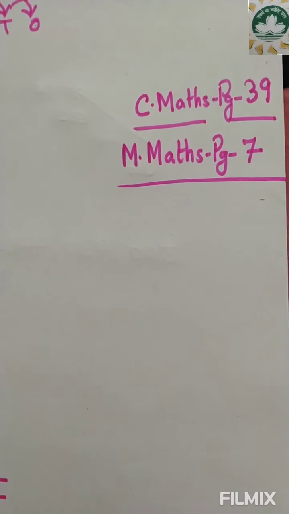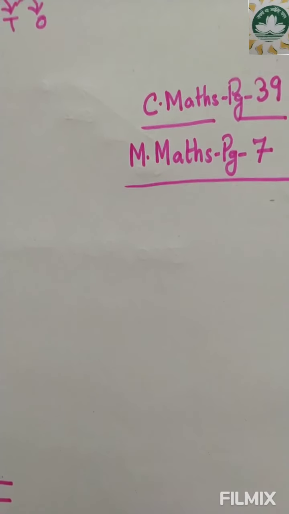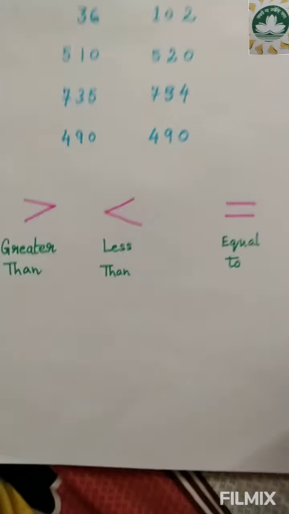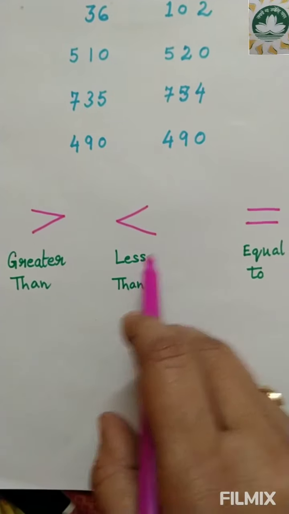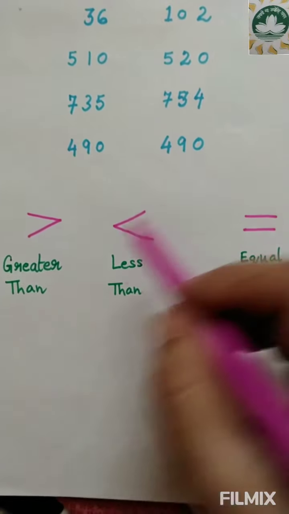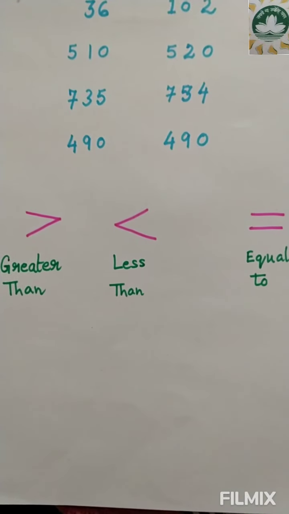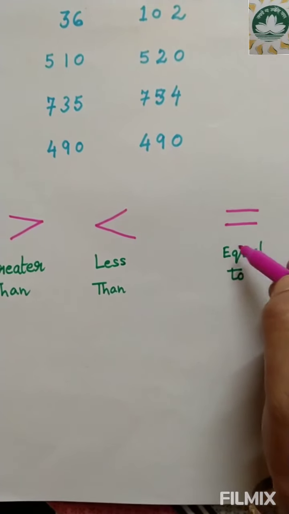Now we come to Composite Maths page 39 and Mental Maths page 7. Here we will be learning the three signs, that is greater than, less than and equal to. Now children, how will you understand which is greater, which is lesser and which is equal to sign? This is very easy to learn.